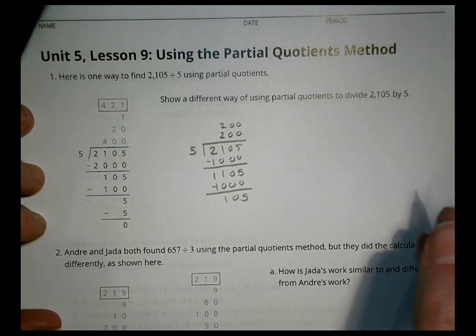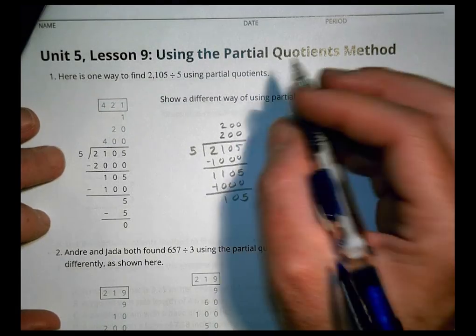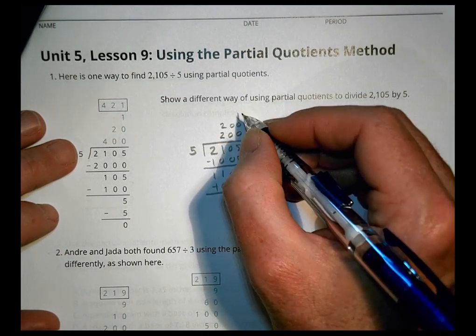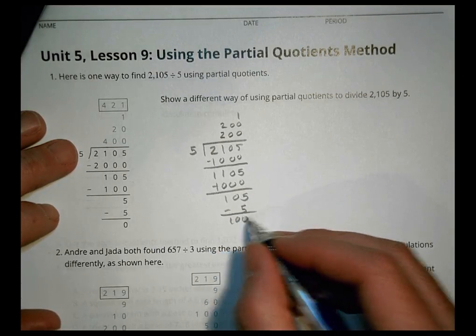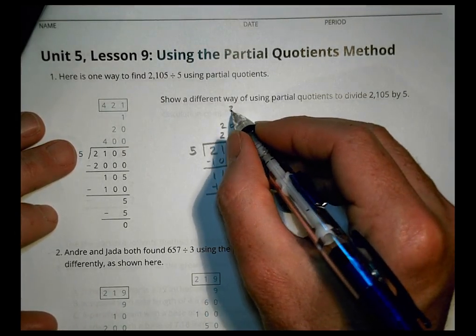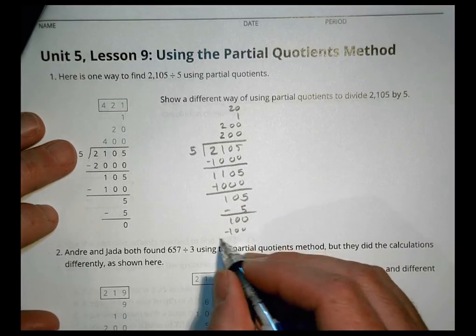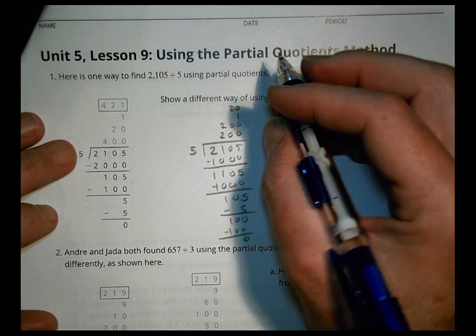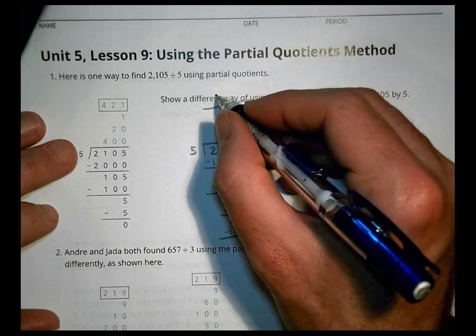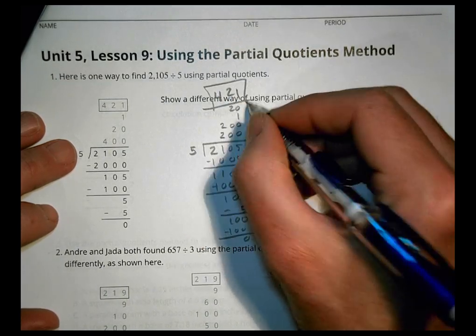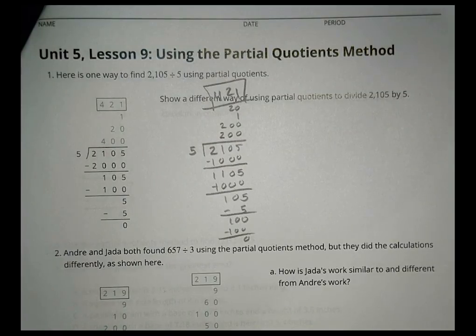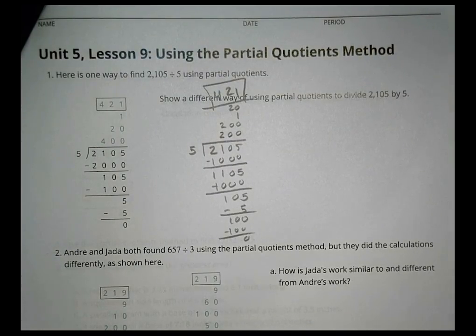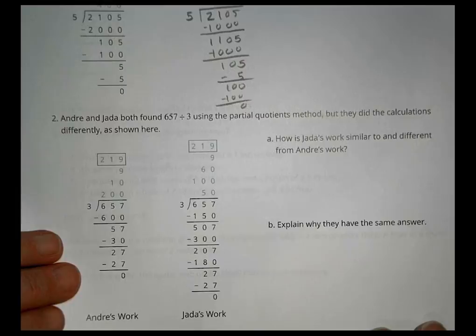Inside of 105, I could notice that there is at least one group of 5. 1 times 5 is 5. That leaves me with 100, which leaves me then with 20 groups of 5 to make the even 100 there. Just zero it out. When I add that up, I still end up with 421 when I add up vertically there. Are there different ways of doing it? Sure there are. So just showing some different ways of arriving with those partial quotients.